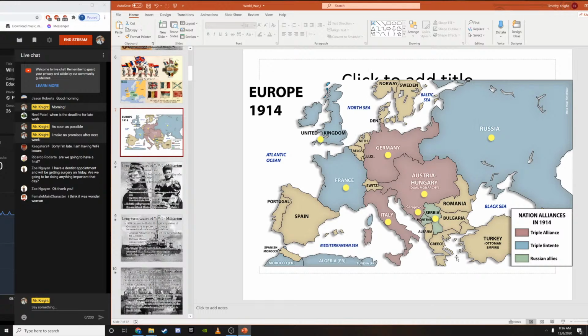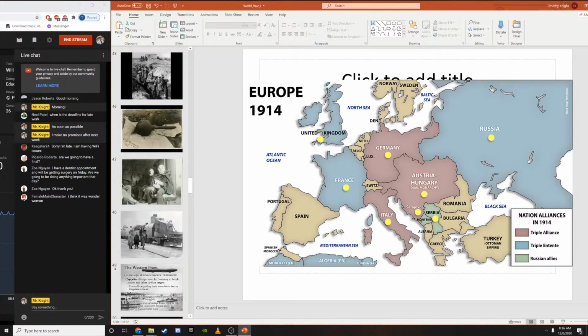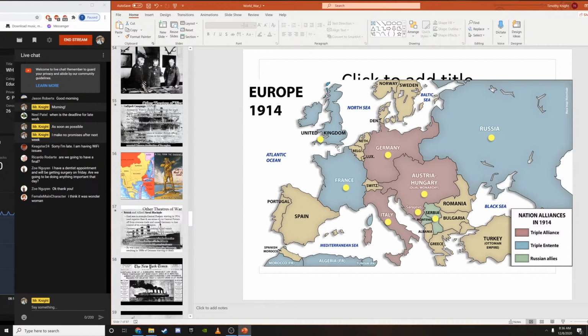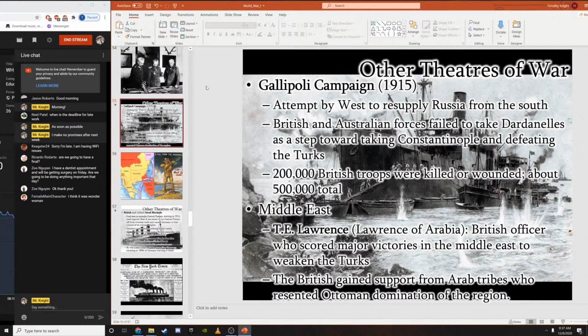Meanwhile, it's really difficult to get up to Russia through the south because the Turks, the Ottoman Empire, had, by the time the war started, sided with the Central Powers. So the Gallipoli campaign is going to be a plan for the Western powers of France and Britain to ship supplies across the Mediterranean Sea up through this region right here up to Russia. But in order to do that, they have to go through hostile territory. So the Gallipoli campaign is this attempt by the West to resupply Russia from the south.